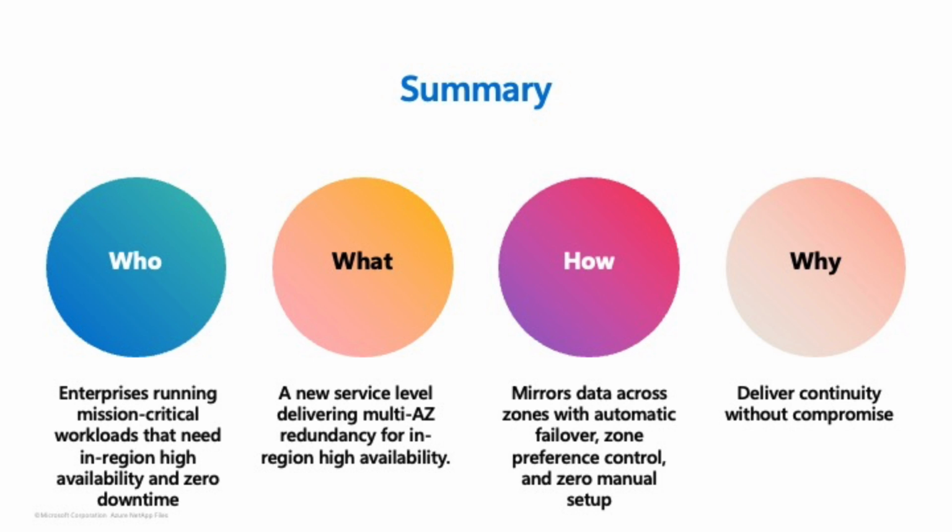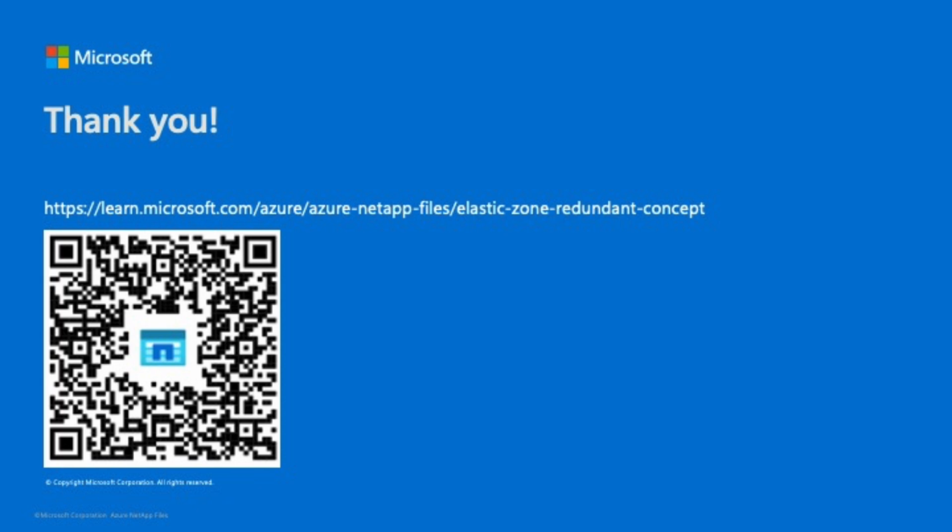As you can see from the demo, Azure NetApp Files Elastic ZRS is ideal for critical applications that need high availability within a single region. It keeps your data in multiple zones with automatic failover, ensuring continuous access with no data loss, and it does this without sacrificing features or adding complexity. Truly continuity without compromise.